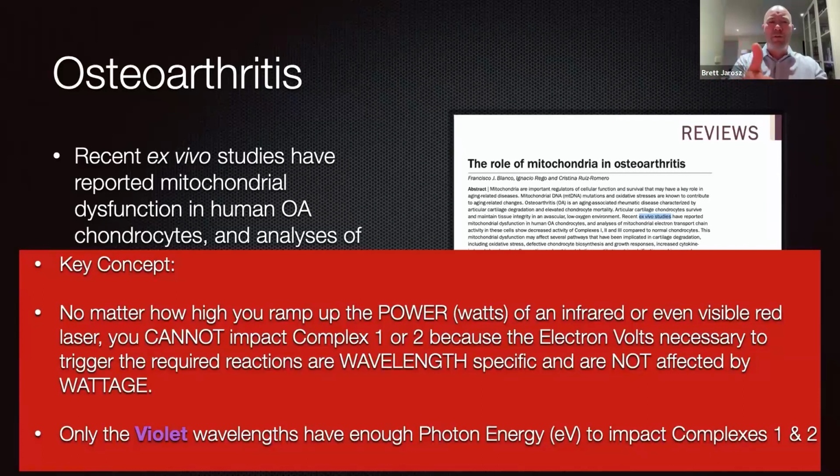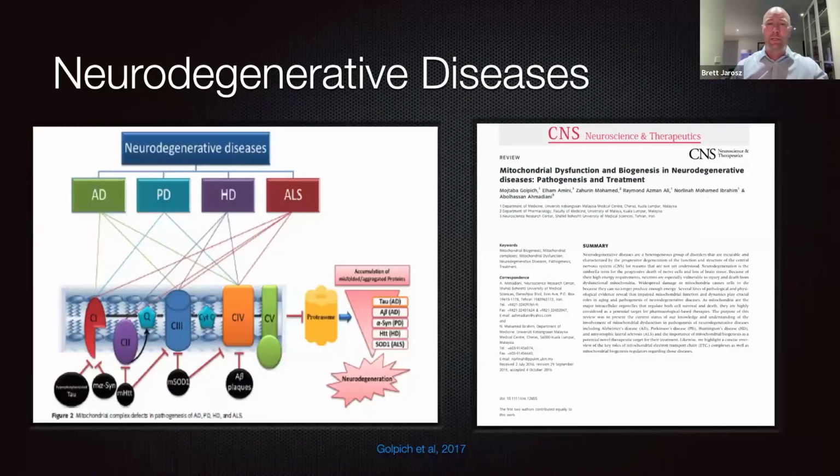So as a result, to influence this, you would need violet wavelengths to be able to impact complex 1 and 2. We get really interesting with this. In America, the biggest burden on the healthcare system is neurodegenerative diseases. When you look at this article, mitochondrial dysfunction and biogenesis in neurodegenerative diseases, in the picture on the left we've got Alzheimer's dementia, Parkinson's disease, Huntington's disease, and ALS, amyotrophic lateral sclerosis, and you can see the mitochondrial relationships for each.